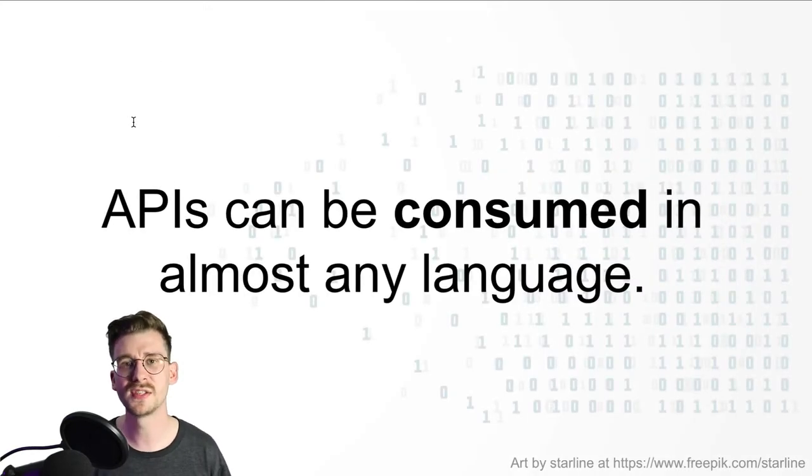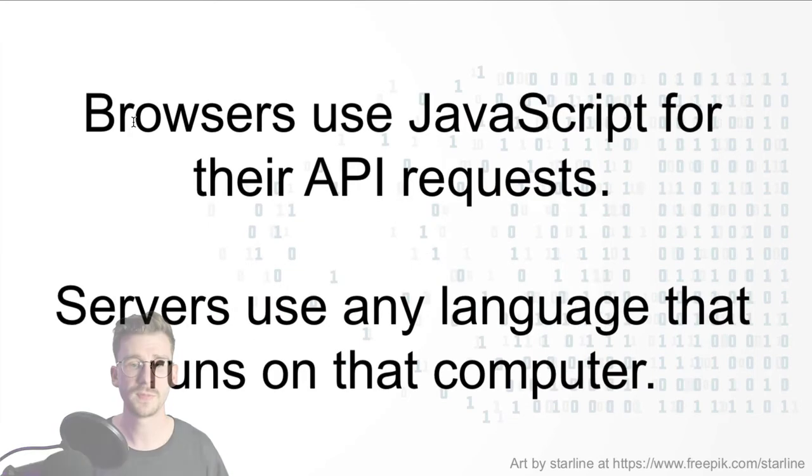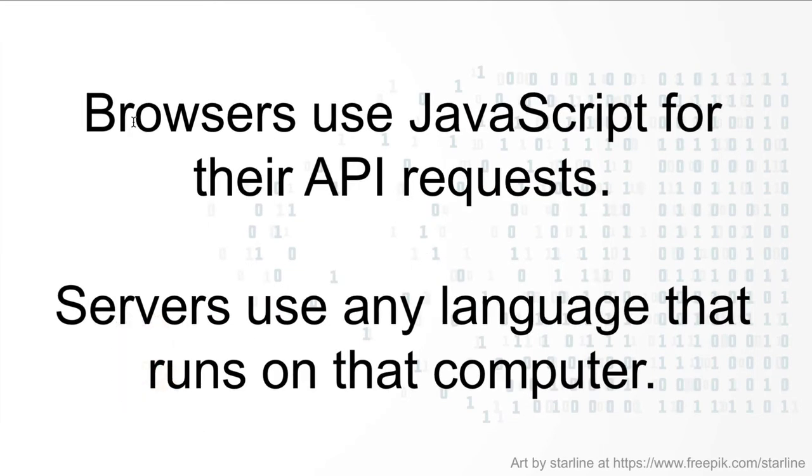Now, an API can be consumed in just about any language, as long as it's somewhat web enabled. But largely you're going to be using JavaScript on the browser side for front-end requests, like what we did in our example with the swappy.co API. And servers can use pretty much any language that runs on a computer, like Python talking to a Python server, or Java talking to a Python server, or Python talking to, I don't know, a C server.